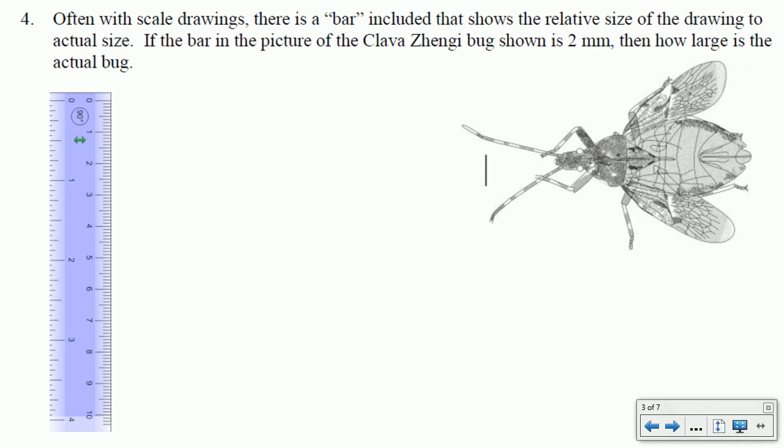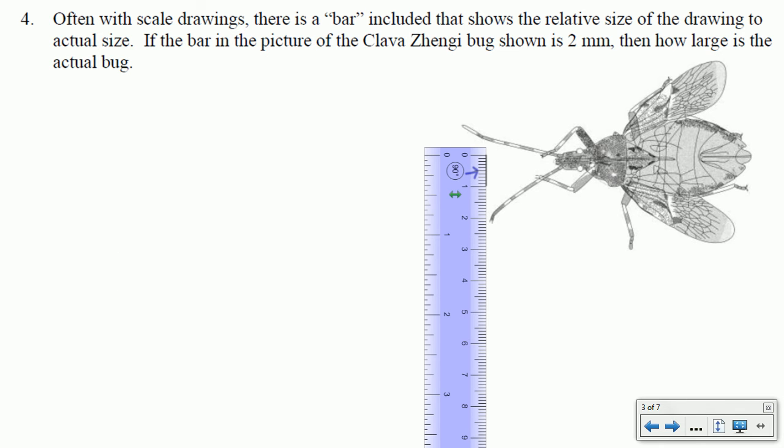For question number 4, often with scale drawings there is a bar that's included that shows the relative size of the drawing to the actual size. We need to determine how large the actual bug is if the bar in this diagram is 2 millimeters long. According to my measurement here, it looks like the bar in the drawing is 1 centimeter long.